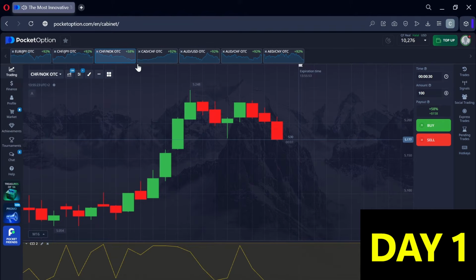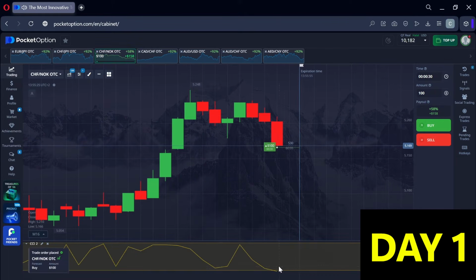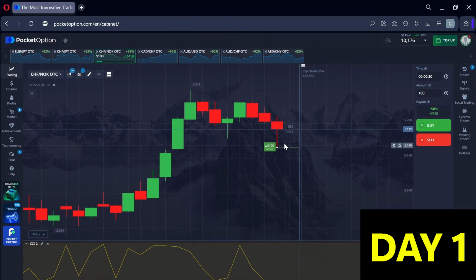Let's look for more trades as we hop between these. Here's a good buying opportunity. We see that this line hit our bottom point here, and immediately we have a strong reversal to the upside.